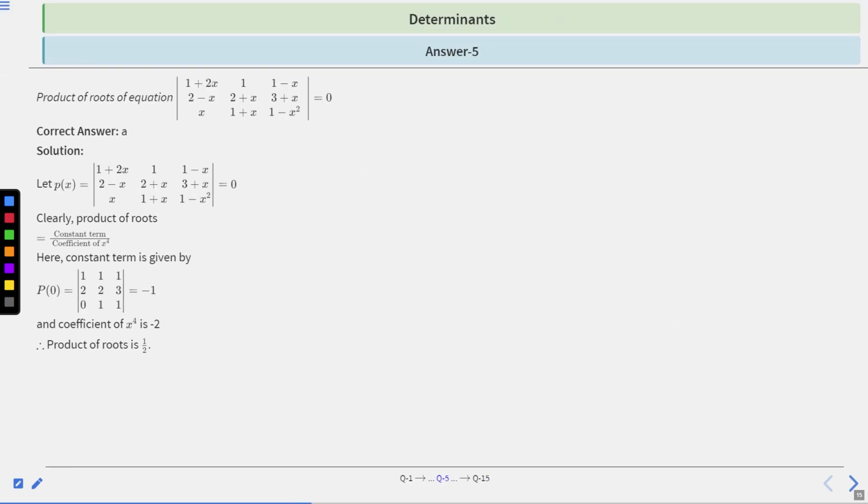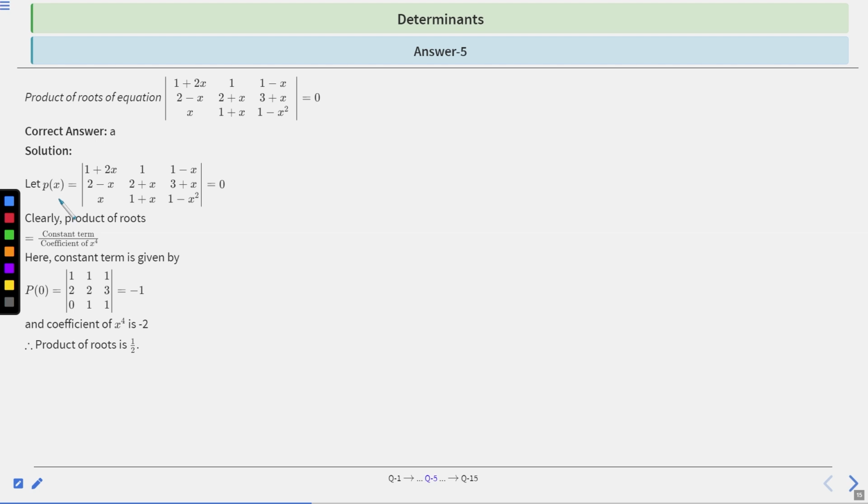Okay, let's move to the solution part. Suppose P(x) is equal to the determinant of 1 plus 2x, 1 minus x, 2 minus x, 2 plus x, 3 plus x, 1 plus x, 1 minus x squared, equal to 0. Clearly, the product of roots is equal to the constant term upon the coefficient of x to the power 4, because we know that the degree of this is basically 4, right? So clearly the product of roots is basically the constant term upon the coefficient of x to the power 4.